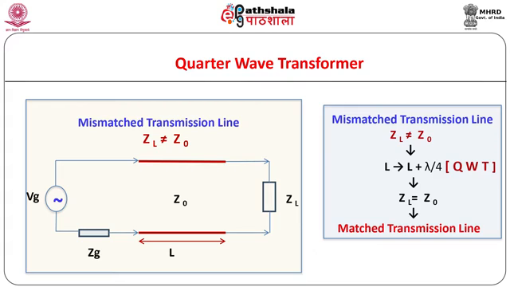This technique involving the use of a transmission line of length lambda by 4 is known as a quarter wave transformer, meaning quarter wave impedance transformer, or simply QWT. With this, the new system becomes as shown.